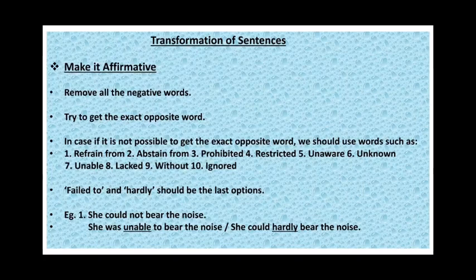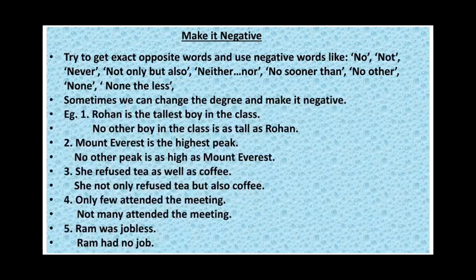Next is how to change the sentence into negative sentence. So this is the opposite of affirmative. Here we can add the words like no, not, never, not only but also, neither nor, no sooner than, no other, none, or nonetheless, and also get the opposite words. Sometimes we can change the degree and make it negative. Degree means the degrees of comparison, that is positive, comparative, or superlative.